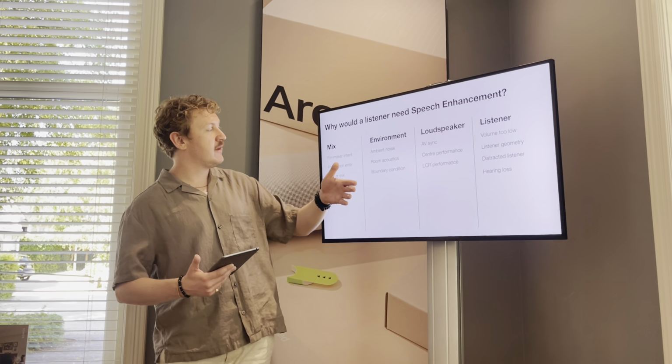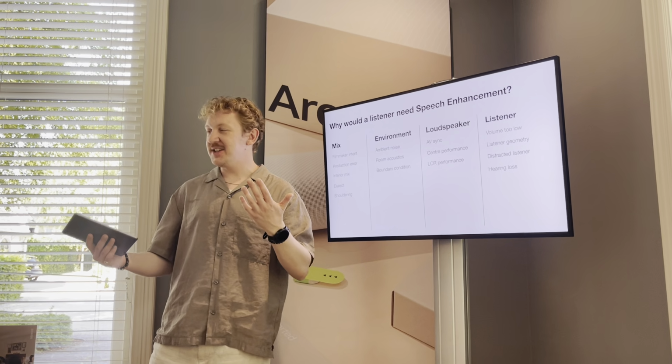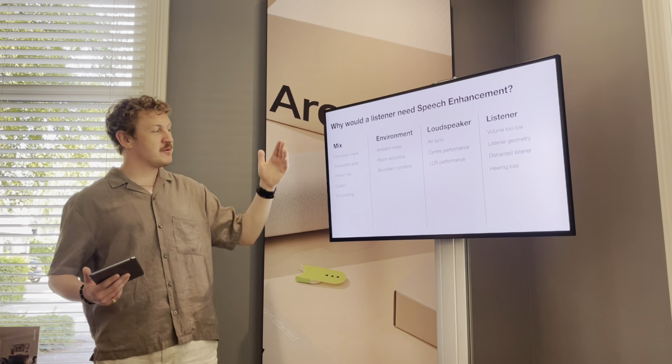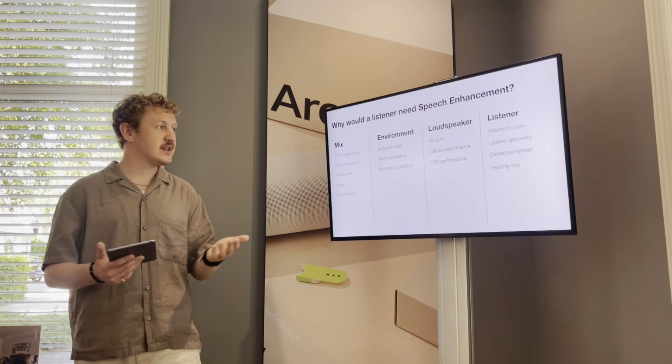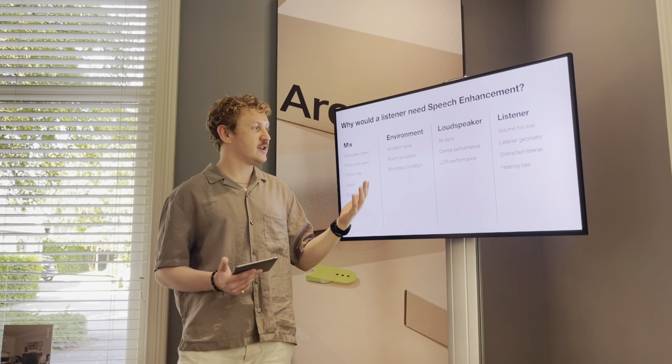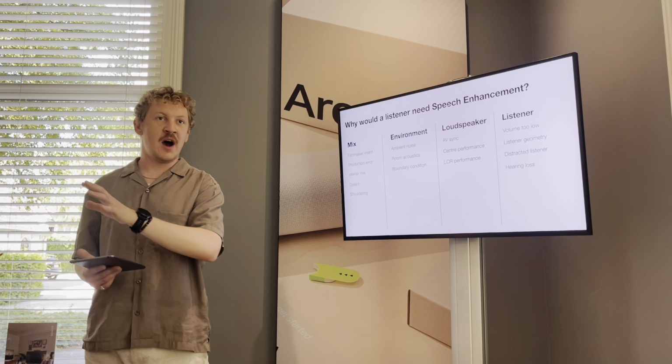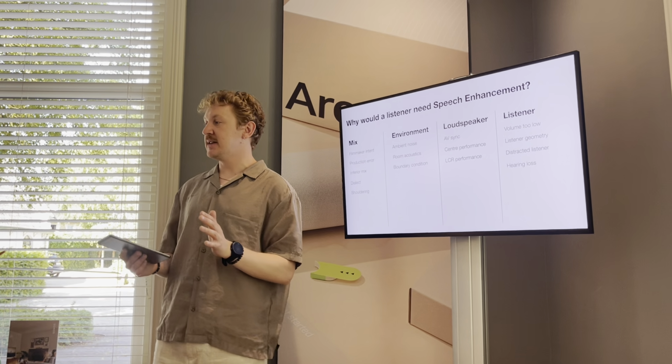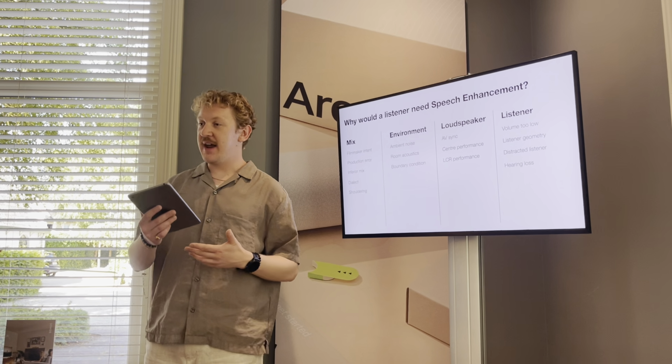And as we move on to environment, you could have an air conditioning unit in your room, you could have bad room acoustics, you could also have a boundary condition. Over to the loudspeaker as well, and obviously for Sonos, we look at our culture, and actually that's been completely redesigned from the ground up to prevent dialogue issues.